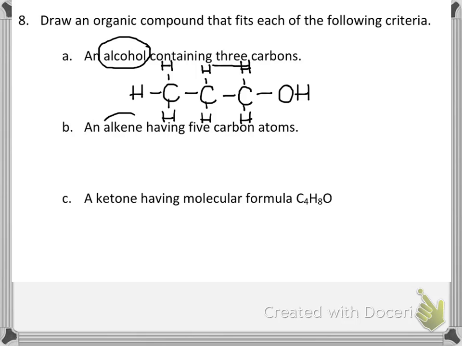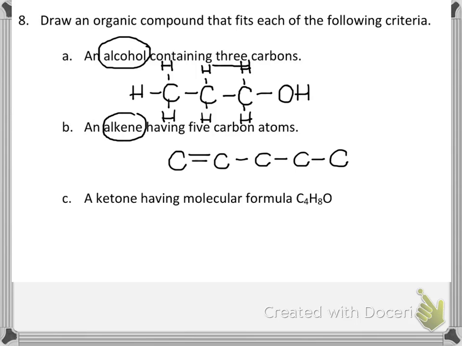Now, what's another thing? An alkene. If you look up an alkene, this is a double bond. Sorry, alkane is a single bond, alkene is a double bond, and alkyne is a triple bond. So alkene is a double bond. Now we have to have 5 carbons. 1, 2, 3, 4, 5, and somewhere I need a double bond. So I'm just going to put the double bond right there.